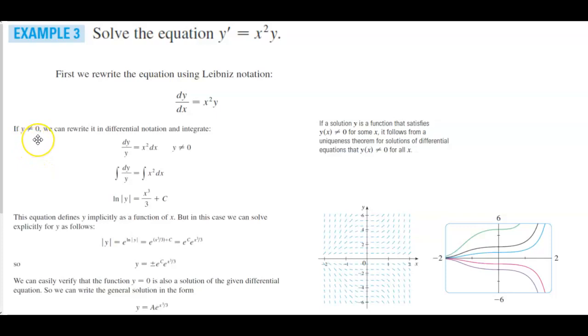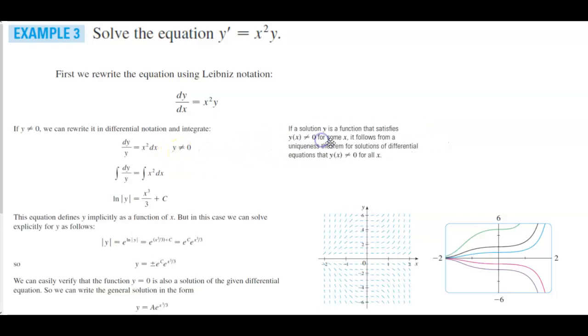Now, if y does not equal 0, which we do not want it to be since it's in the denominator, then dy over y is going to equal x squared dx, where y does not equal 0. Now over here it states that if a solution y is a function that satisfies y of x is not equal to 0 for some x, well, it follows from a uniqueness theorem for solutions of differential equations that y of x equals 0 for all x.